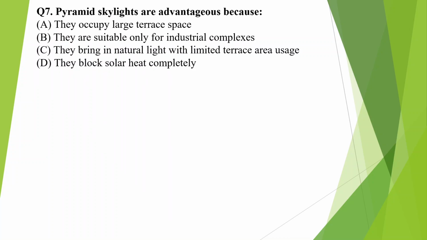Let us move to the seventh question, guys. The seventh question asks you about the advantages of pyramid skylights. They are advantageous because... what do you think should be the appropriate answer for question number 7? First of all, mark the question number and then mark the answer. Then it will be easy to evaluate which particular option you are giving your answer for.